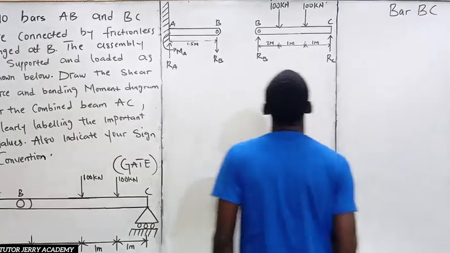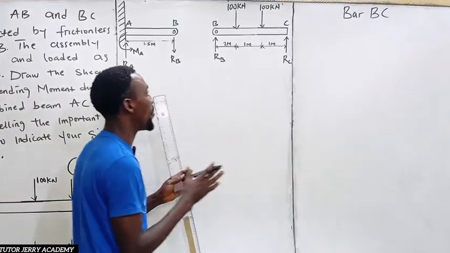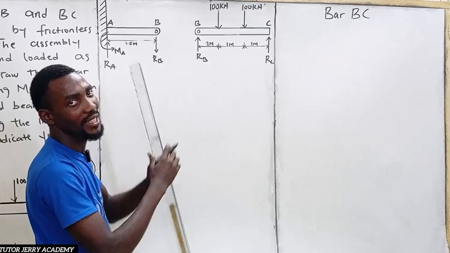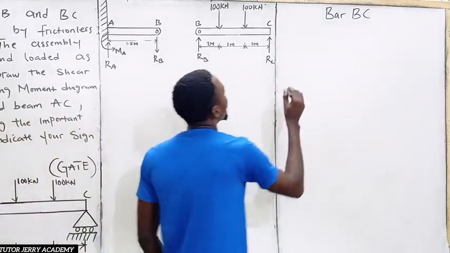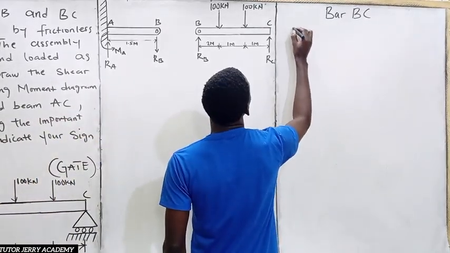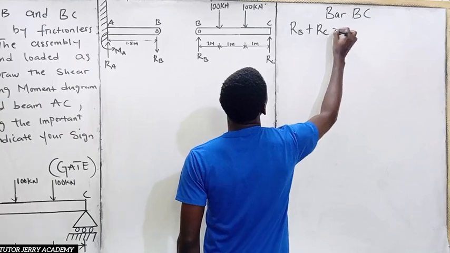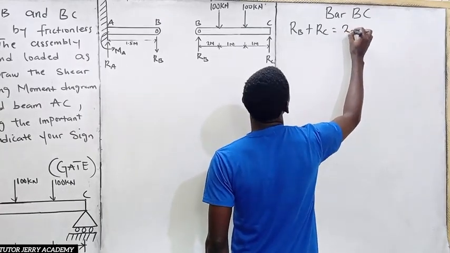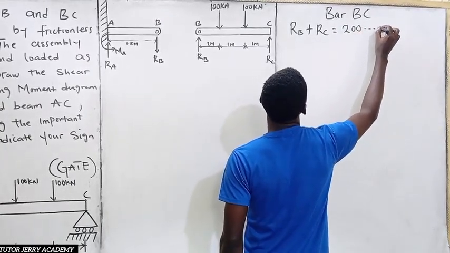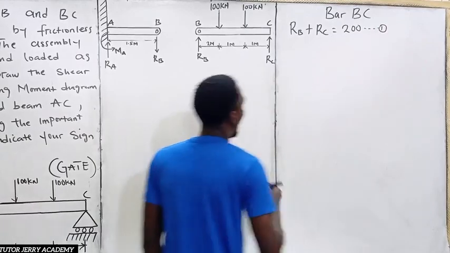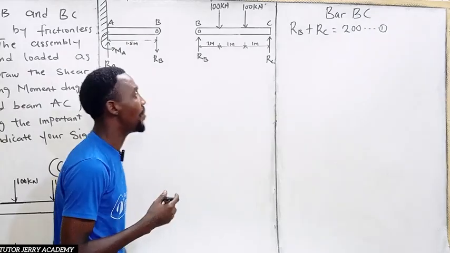For bar BC, we know that the sum of upward forces will be equal to the sum of downward forces. So it means that RB plus RC will be equal to 100 plus 100, which is 200. So this will be equation number 1. All right, so let's take moment about point B.